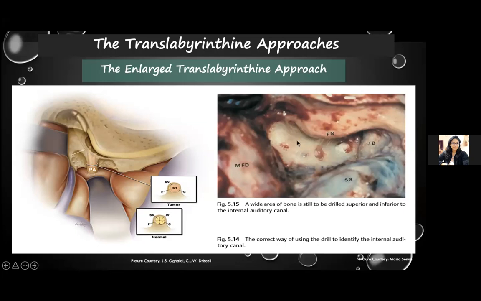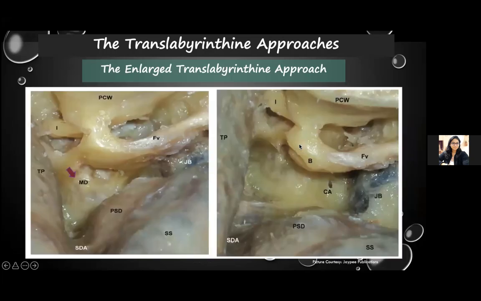Now, what we have to know is how much of the bone above and below should be drilled away without damaging the internal acoustic meatus. For that, we should know the proper landmarks of the internal acoustic meatus. One of the most important landmarks we can use is Mike's dot.